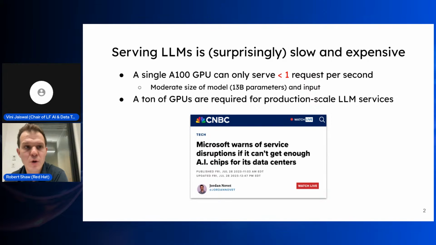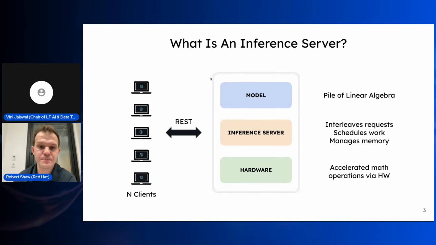And so what this really meant is that a lot of GPUs would have been required to build production-scale LLM services. And obviously, it is critical for the broad usage of LLMs that the cost is low enough to justify the use cases. So we were in a pretty dark world before vLLM.